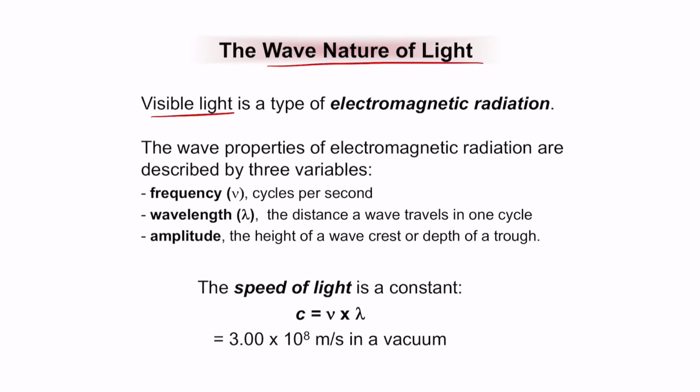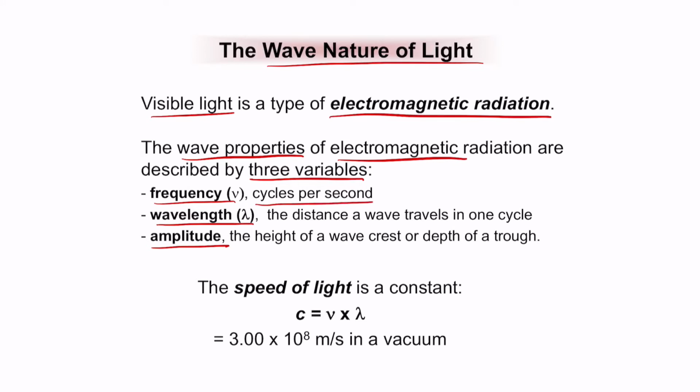So visible light is a form of electromagnetic radiation. The wave properties of electromagnetic radiation are generally described by three variables. The first one is frequency, second is wavelength, and third is amplitude. Frequency is the number of cycles per second. Wavelength represents the distance of a wave that travels in one cycle.